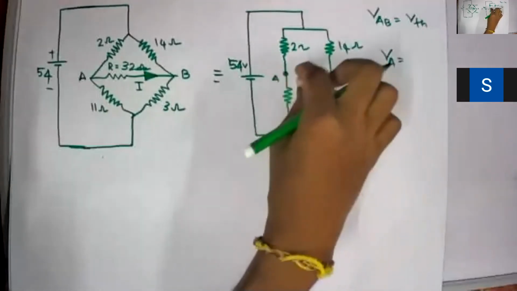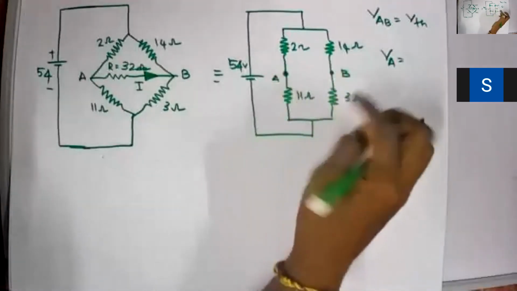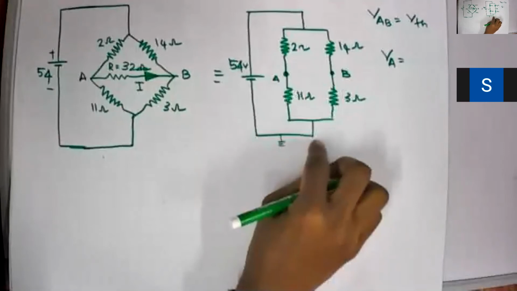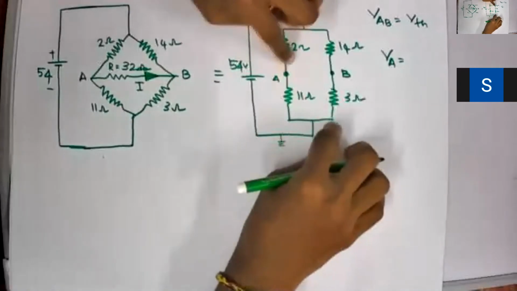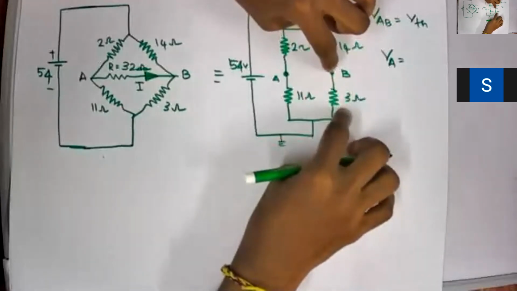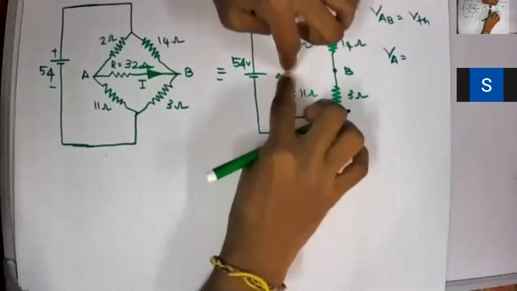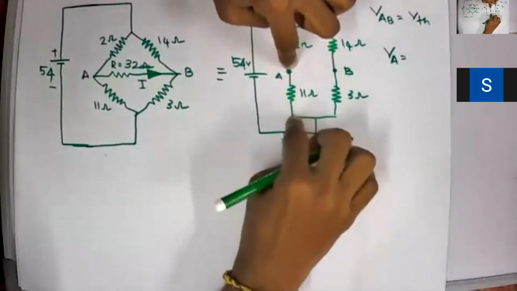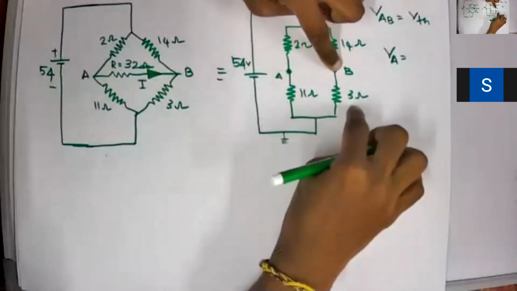Right, if I assume the voltage at this point as ground, if I assume this potential as 0, then VA will be the voltage across this 11 ohm resistor, and then VB will be the voltage across this 3 ohm resistor. Am I right? Because I am taking this as a reference. Clear, right? So what will be my VA? If this is 0, all these points' voltage is 0, right? VA is the voltage across the 11 ohm resistor, and VB is the voltage across the 3 ohm resistor.